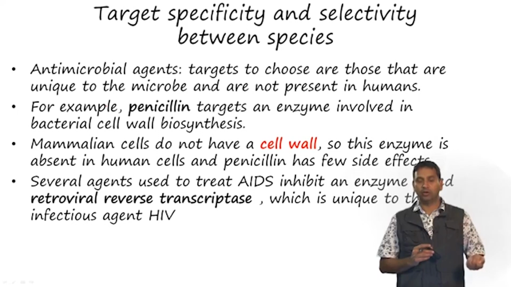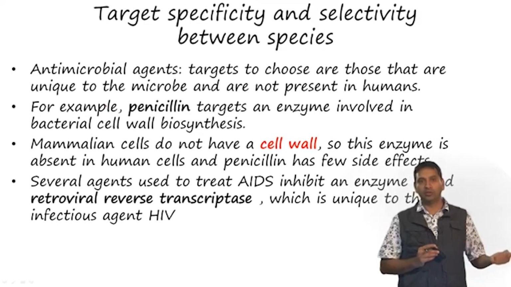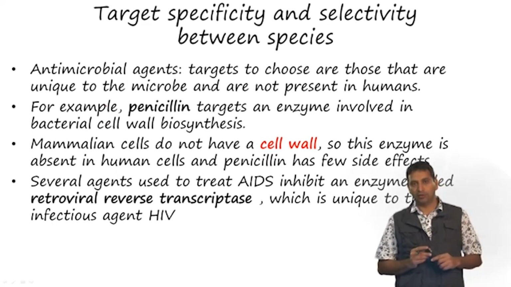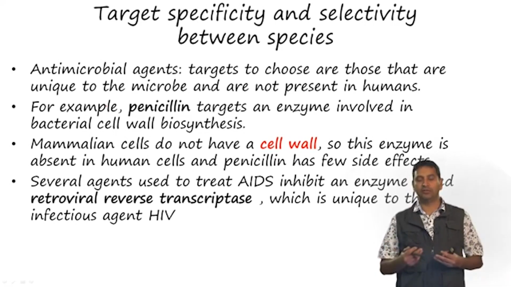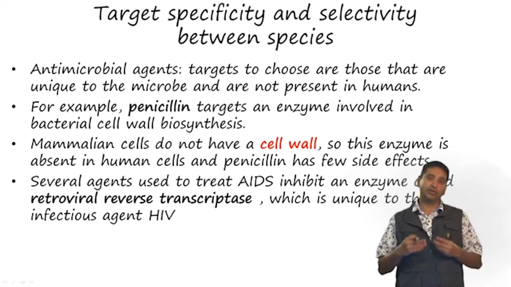So, antimicrobial agents, which are basically antibacterial or antiviral compounds, in order to develop these compounds, the targets to choose are those that are unique to the microbe but are not present in humans. If you recall, we started out this course by looking at the concept of the magic bullet. This is exactly the same concept here. So, we need to be able to selectively target proteins or DNA or anything that is present in a microbe but not present in humans.